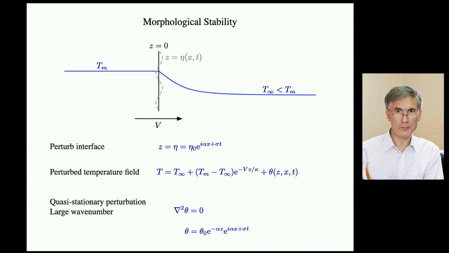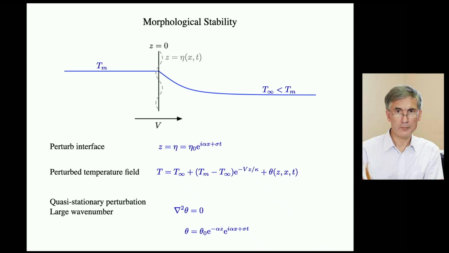On the other hand, if sigma is negative, then random perturbations will just decay, and we'll be back to our planar interface. So our goal really is to determine this sigma, this growth rate, and to find out the conditions under which sigma can be positive, and I'll get morphological instability growth.